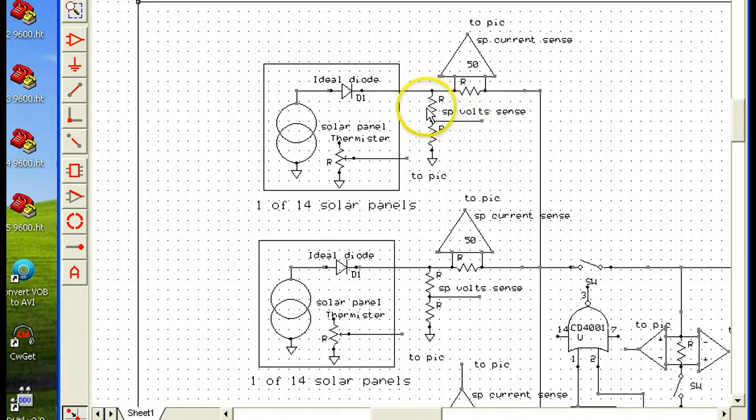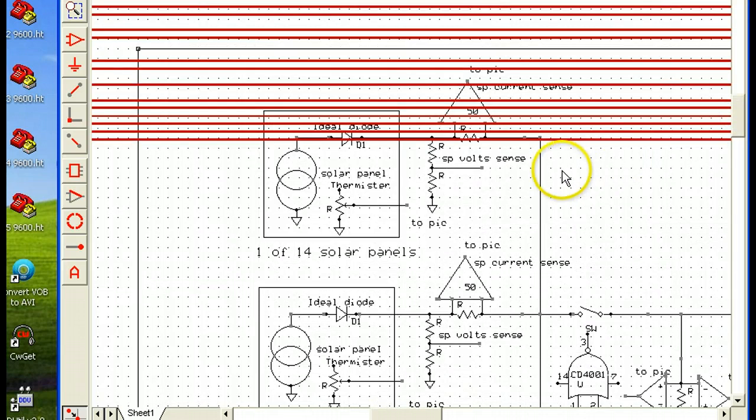We sense current flowing in the solar cells by the voltage drop across this resistor. So as current flows from the solar panels into the load, it goes through a very small resistor, I think 0.05 ohms, generating a small voltage in the range of 10 to 20 millivolts, and we just amplify this with this differential amplifier, and we send this to the PIC. So now essentially we have 14 of these things, and they're connected all in parallel, and we call this the always-on bus.